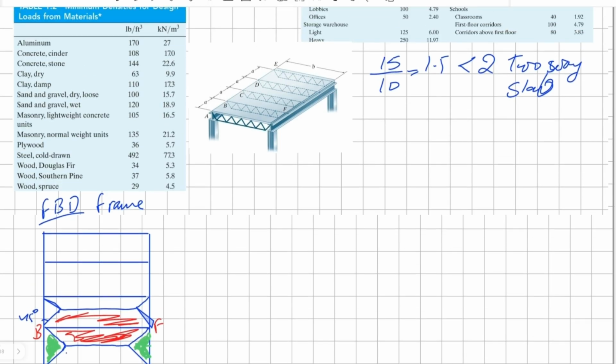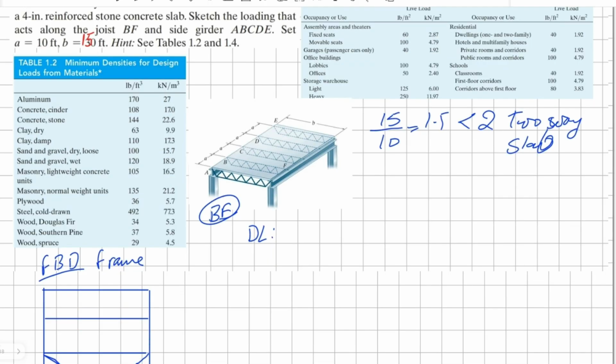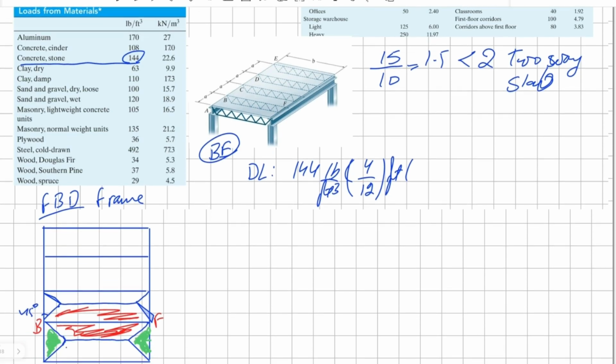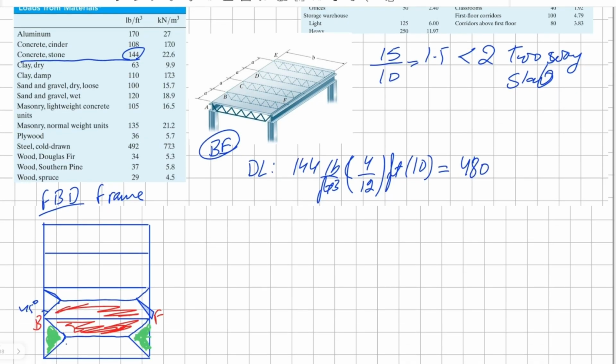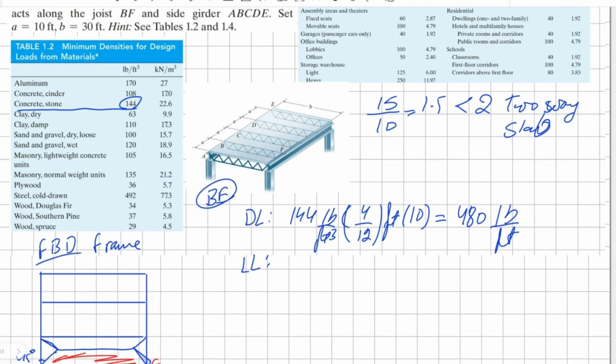Okay, let's do the dead load for joist BF. Our dead load for concrete stone slab is 144 pounds per cubic foot times the thickness, 4 divided by 12 makes it feet, times the loading that would be carried by our joist, which is 10. Solving this, we get 480 pounds per foot. And for live load, we're going to have a similar value as our previous example, but we're going to solve it here.